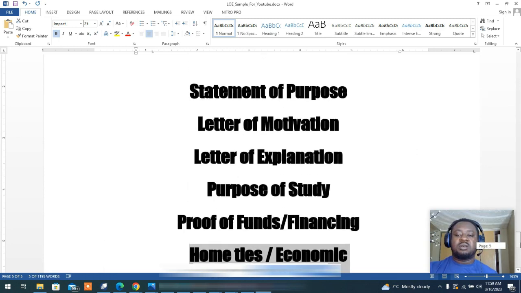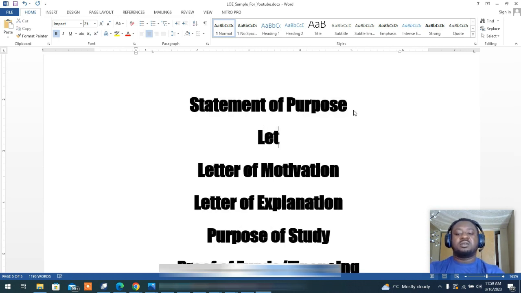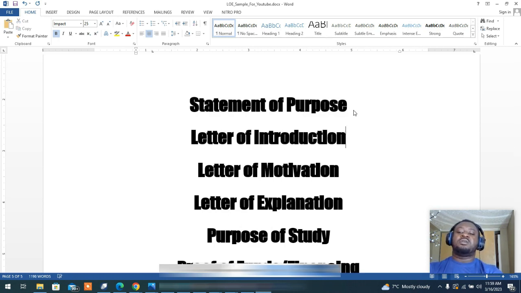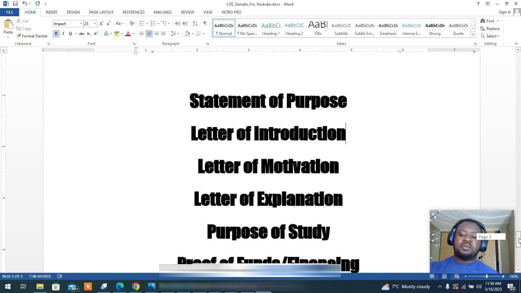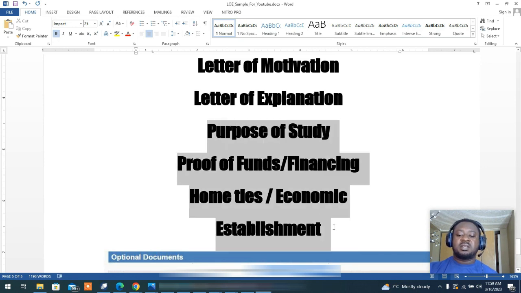In your statement of purpose, you are going to do a brief introduction, or you can also call it a letter of introduction. Then you're going to explain all these three items in great detail, especially your proof of funds, because they are very interested in it. And for the documents you uploaded, you have to let them know: you have this, you have that, you have that.